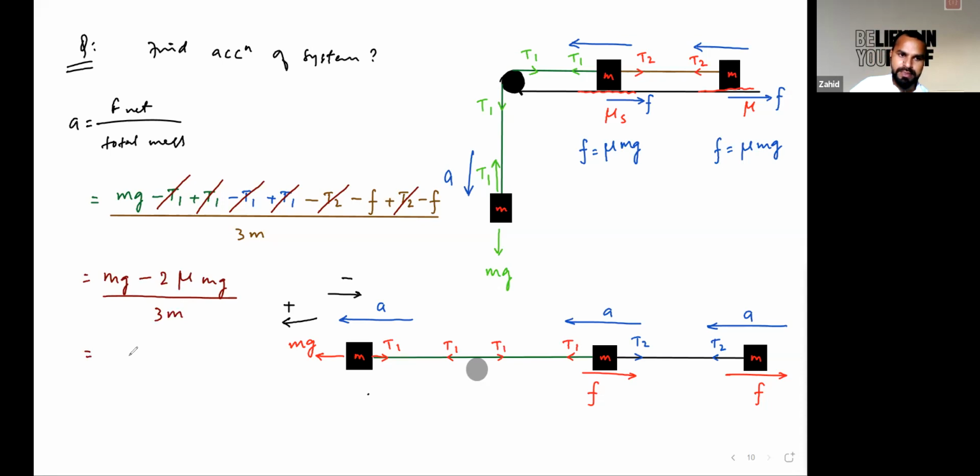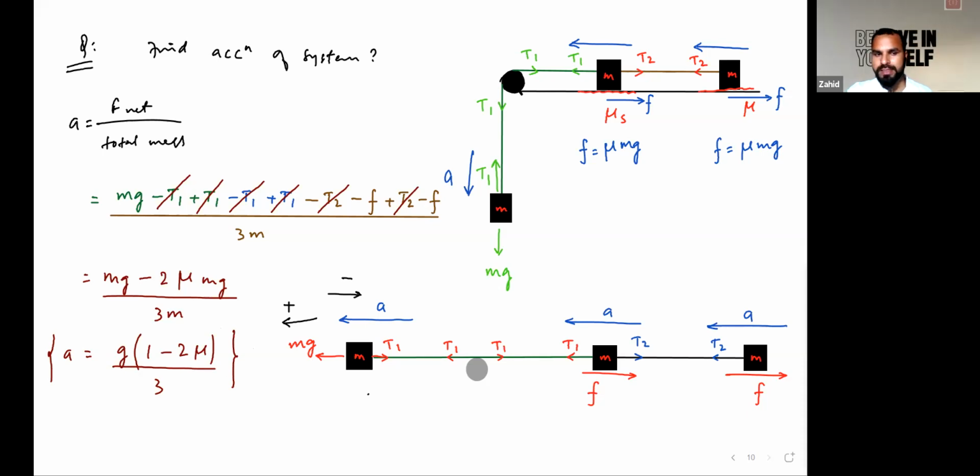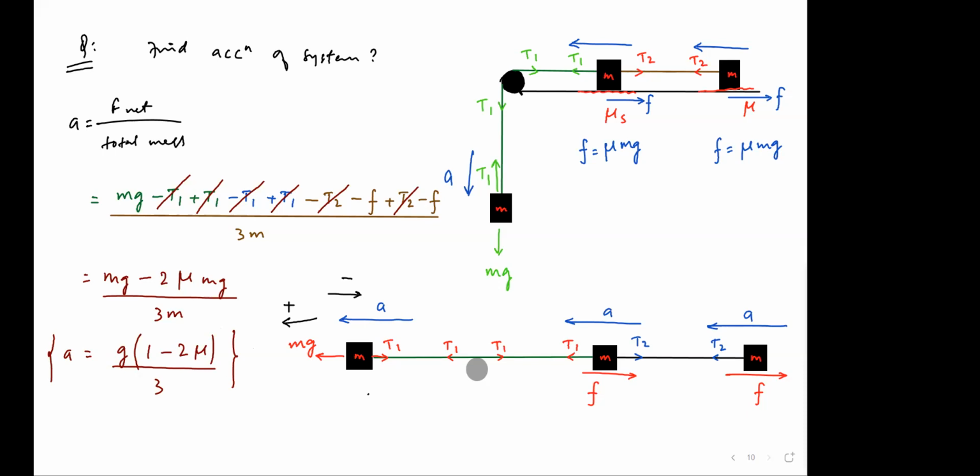If you take out m and it gets cancelled out, you will be left with 1 minus 2 times mu divided by 3 as the acceleration of the system. Is it clear to you all? Sir, what about M? In numerator and denominator, both will cancel out. So you're left with only the coefficient part.